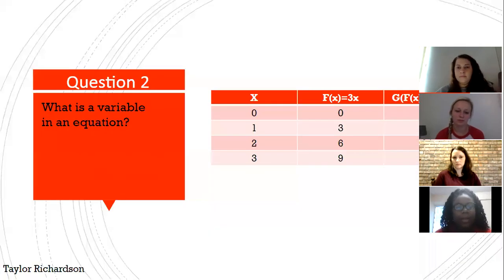What is a variable in an equation? A variable in any equation is any piece of information that is unknown or has yet to be solved. In this case, with these two equations that were given, the variable is the letter x. We can replace this variable with different numbers as shown so that we can help find the answer to each equation.